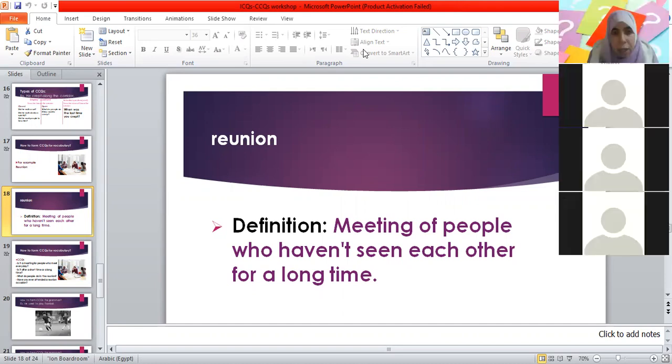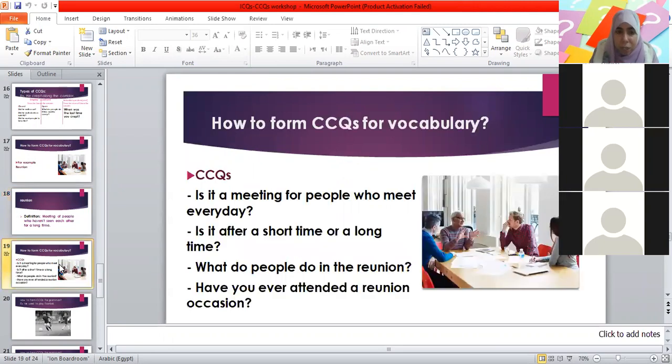Okay. Alia said, are they happy? Because they haven't seen each other for a long time. Yes. Are they happy to meet each other again? Yes. Okay. Good suggestions, in fact. And I wrote some concept checking questions for this word. Is it a meeting for people who meet every day? What do you think? Try to answer this question.